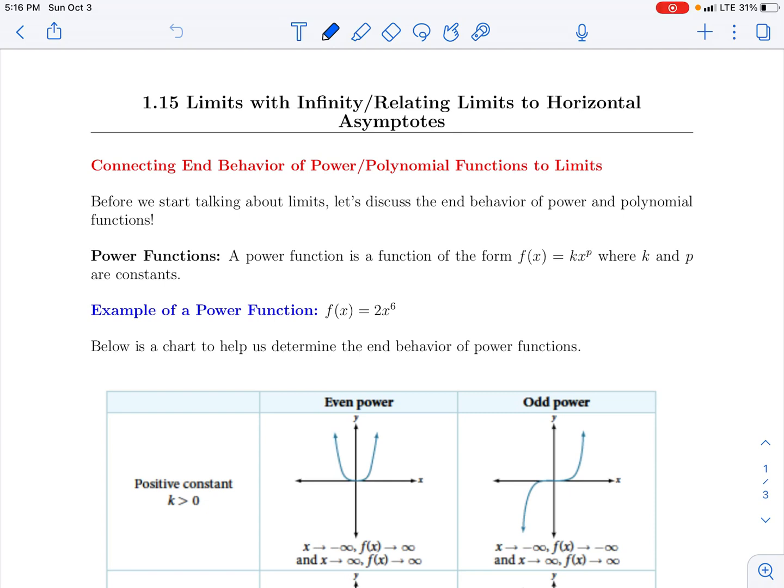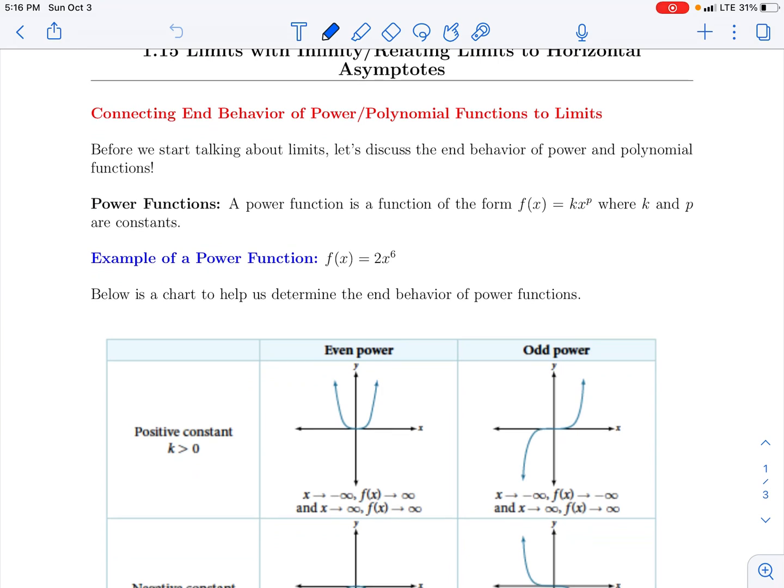Before we get started talking about limits, I just want to talk about how we can figure out the end behavior of power and polynomial functions. So first, let's define what a power function is. If you forgot, it's a function of this form, f of x equals k times x to the p, where k and p are constants. Here I provide you with an example, f of x is equal to 2x to the sixth.